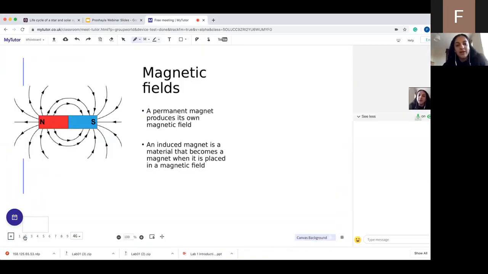Okay, so a quick recap on everything to do with magnetism and electromagnetism. So we started off with magnetic fields and the fact that if we have a permanent magnet, it produces its own magnetic field around itself. So that's a permanent magnet. But an induced magnet is a material that becomes a magnet when it's placed in a magnetic field. Okay, so two different types of magnets that we looked at: permanent and induced.